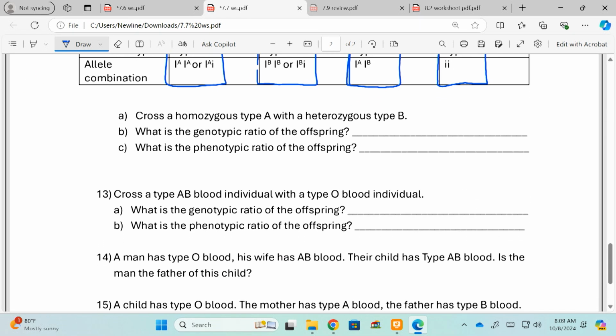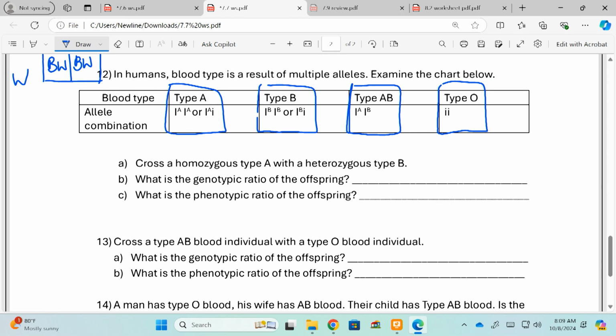Okay, so this says cross a homozygous type A with a heterozygous type B blood. All right, so the homozygous type A is going to be this one, right? Homo means the same, and so that means two alleles that are the same. The heterozygous type B blood is going to be this one. Okay, so let's cross those and see what we're getting.